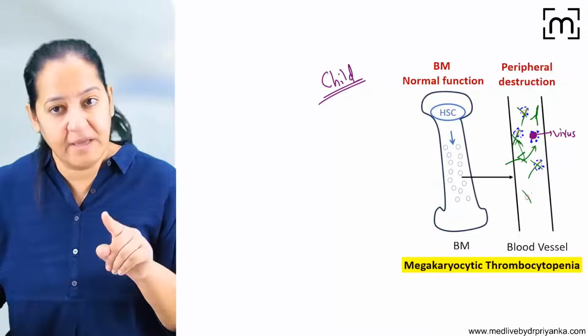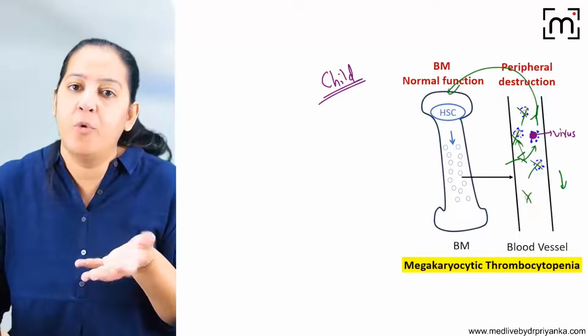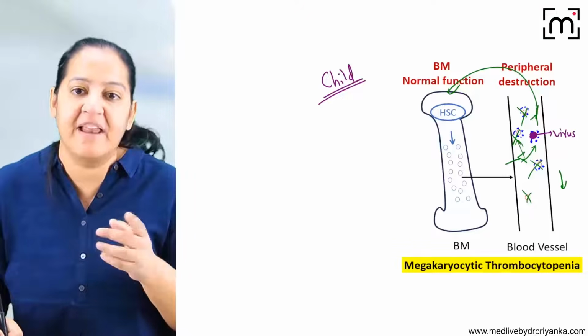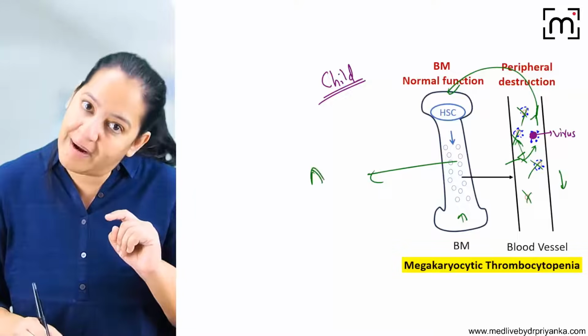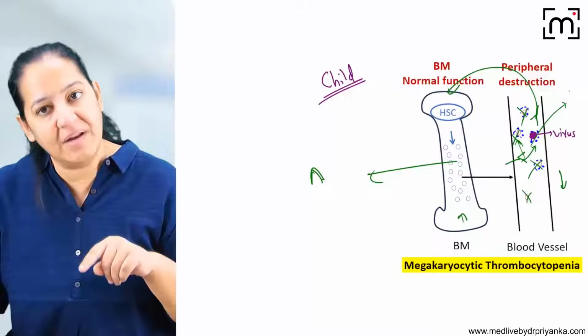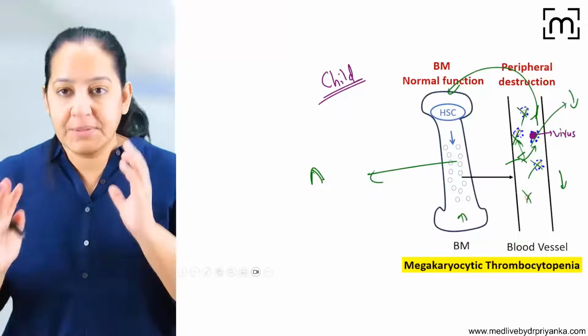Now, in the blood, there will be less platelet in the blood vessel. That is thrombocytopenia. To compensate, the bone marrow will synthesize more platelet and it will have more megakaryocyte. So if you check the bone marrow, you will get more megakaryocyte. And if you check the blood, you will get less platelet because of the destruction of the platelet by autoantibody. So this is the scenario.